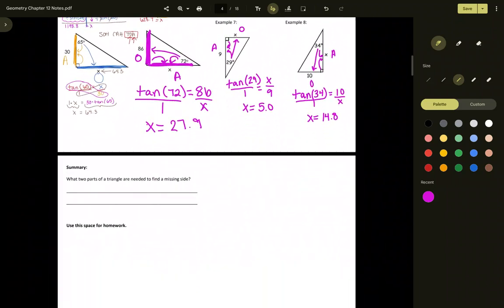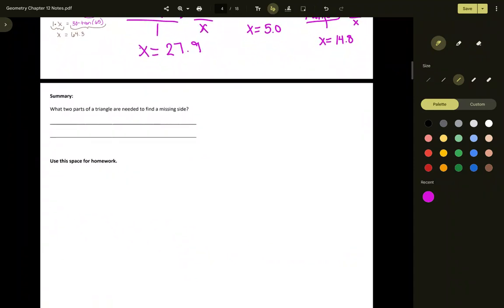All right, so then there's a summary here. What two parts of a triangle are needed to find a missing side? If you were doing Pythagorean theorem, you could just have two other sides to find another missing side of a right triangle. But if you have one side length given and an angle measurement given on a right triangle, then you can find another missing side. Okay, now for your homework, these are not things that you can do just in your head. You'll need to write them down as a proportion and do cross multiplying. So here's a nice, great blank space for you.